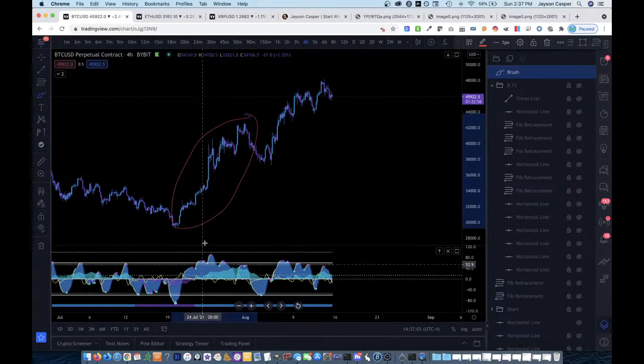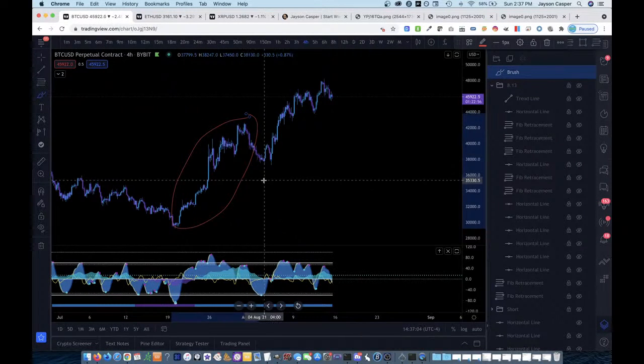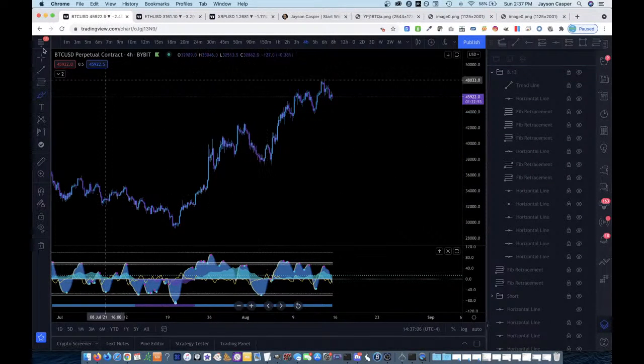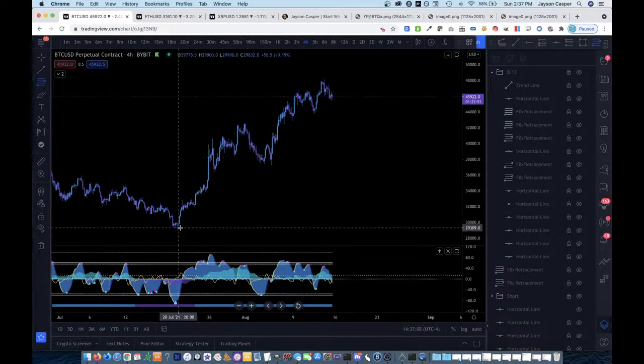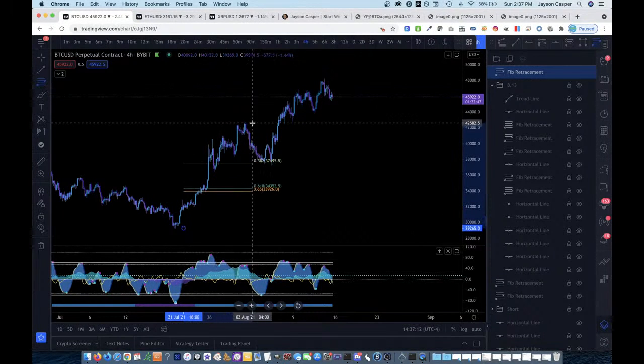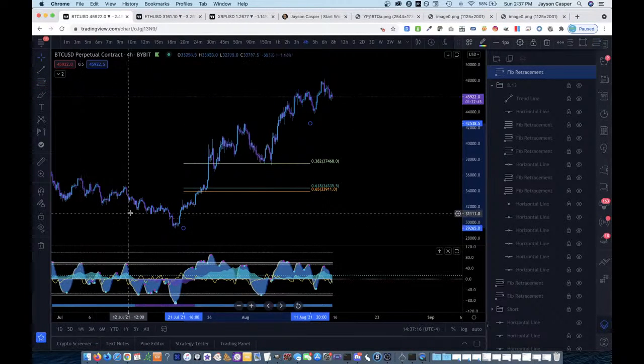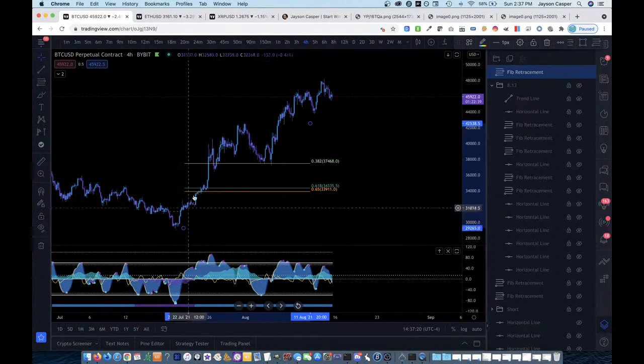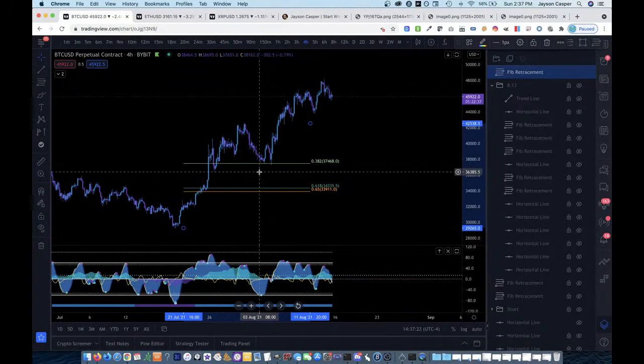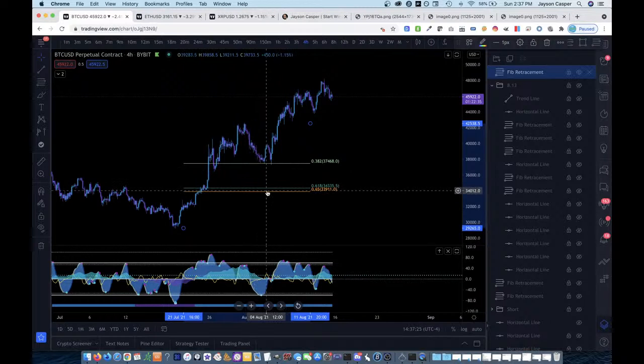Now let's take this chunk of price action for example right here. If you ever see a move to the upside and then price begins to dump, that's when you pull out your fib. If price is pumping and starts to dump, you're going to pull your fib from the swing low to the swing high to find levels of support on the way down.